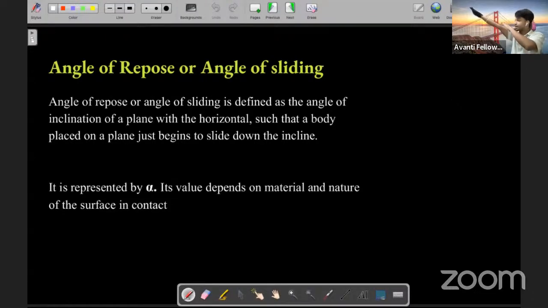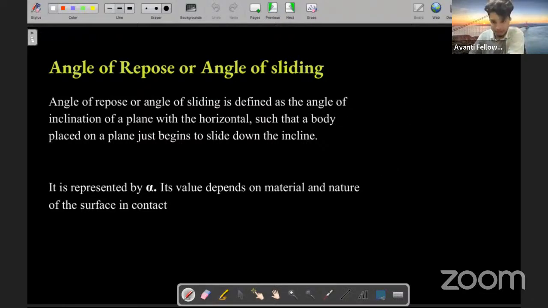If I keep increasing theta, there will be a point where it will just start sliding down. I'm able to feel it. And if I increase theta further, this object will slide down completely. Yes or no? Did you get an idea, students?